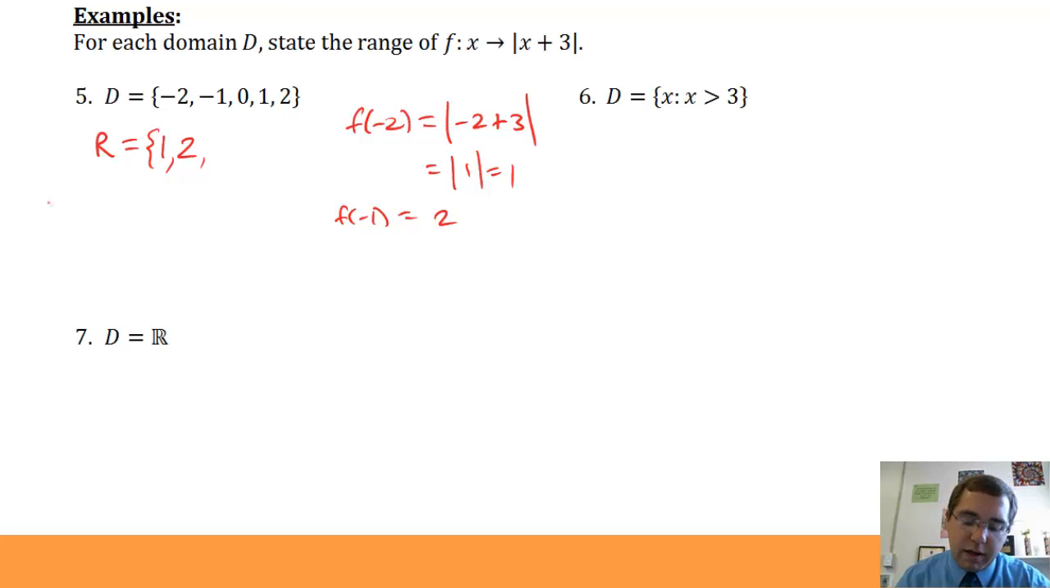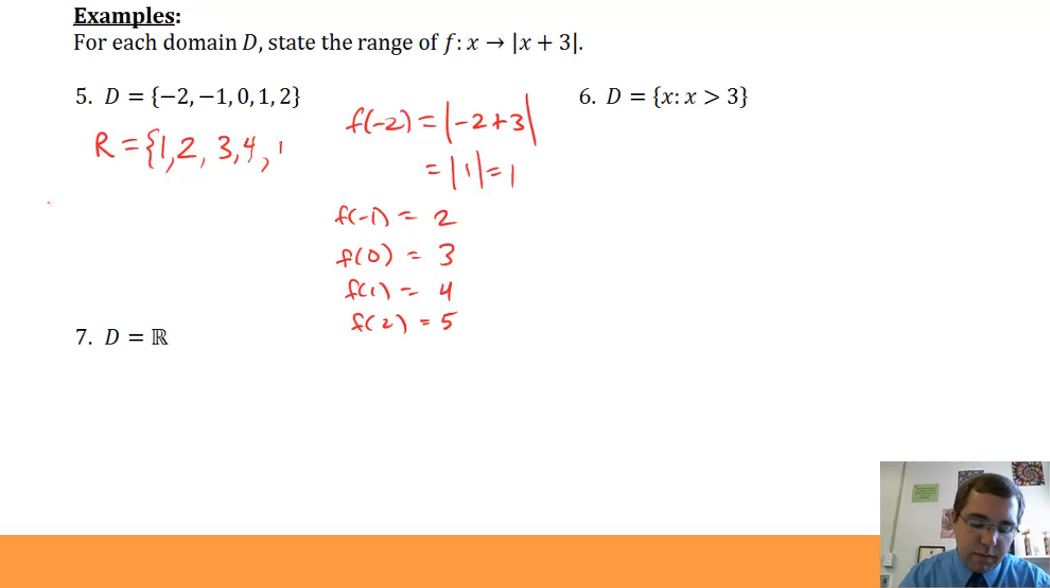If I take 0 and I plug it in for x, I'll have the absolute value of 0 plus 3, which is the absolute value of 3, which is 3. So f of 0 is 3. If I plug in 1, I'll have the absolute value of 1 plus 3, which is the absolute value of 4, which is 4. And if I plug in 2, I'll have the absolute value of 2 plus 3, which is the absolute value of 5, which is 5. So I got my elements of the range by plugging in my elements of the domain and finding the value of the function. So there's my range, 1, 2, 3, 4, and 5.